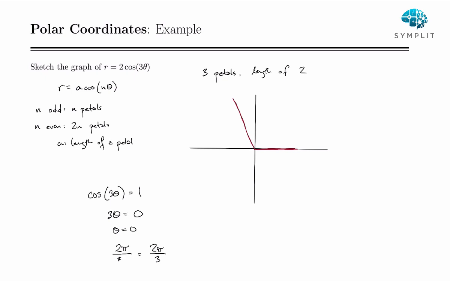And then we move another 2 pi over 3. And another 2 pi over 3 would put us at 4 pi over 3. That's down here. So these are the locations of the petals.